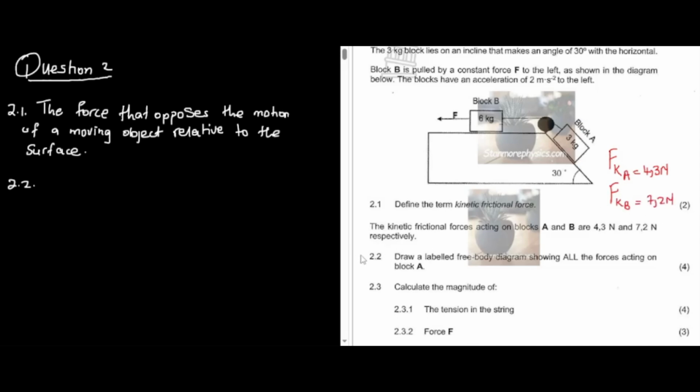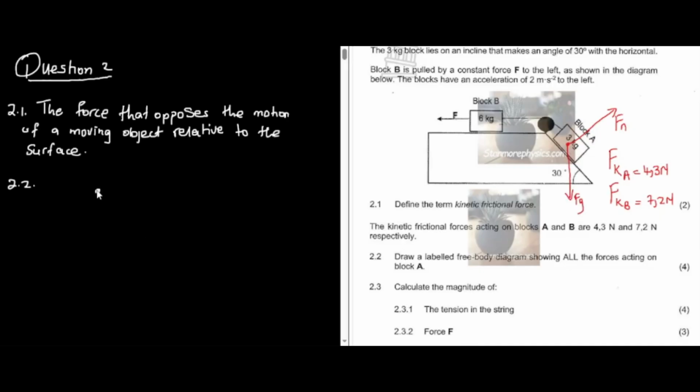So now on 2.2, they want you to draw the labelled free body diagram where you will be showing all the forces that are acting on block A. So which one is block A? The one that is on the incline. So for block A, first let's draw the vertical component. Remember, if I have an object on an incline, this object is in contact with the surface, so it will have what we call Fn, the normal force. Then it will have the weight acting down, so this will be my Fg.